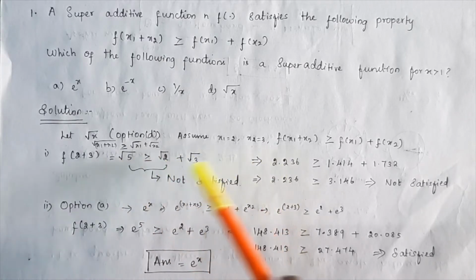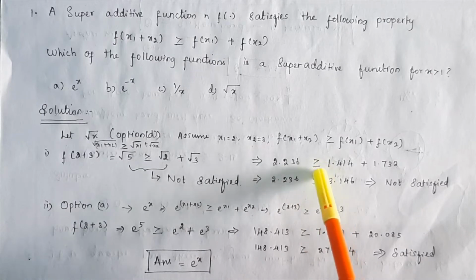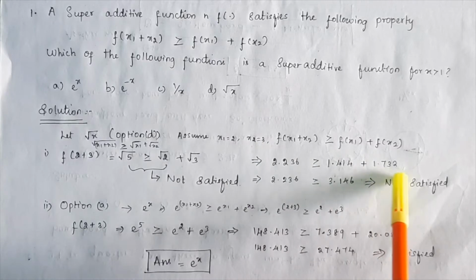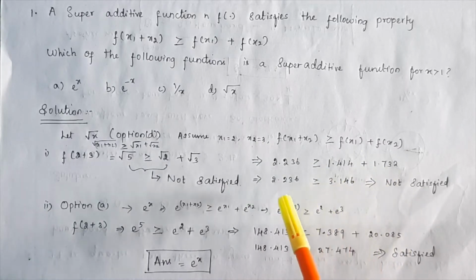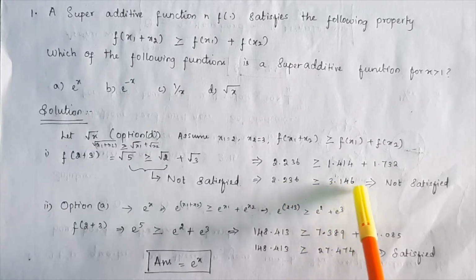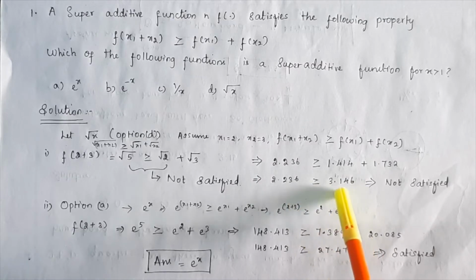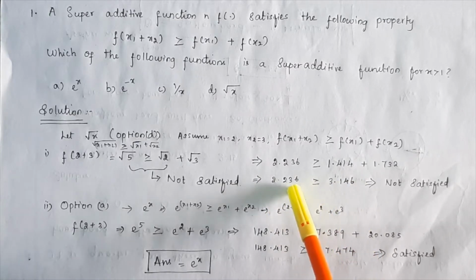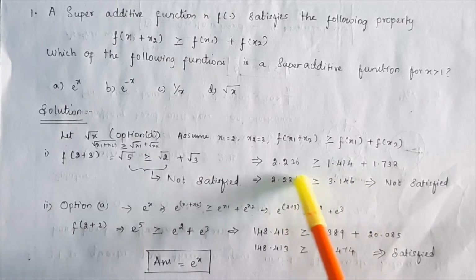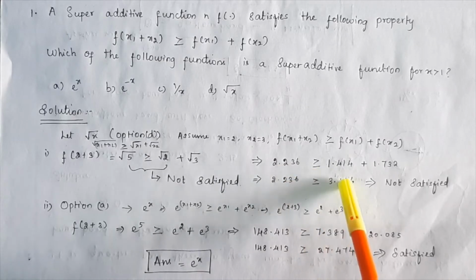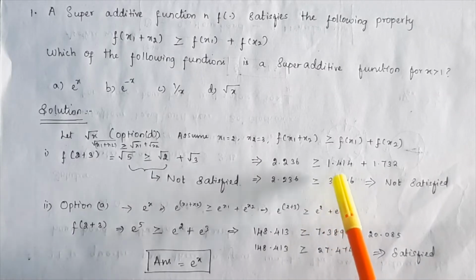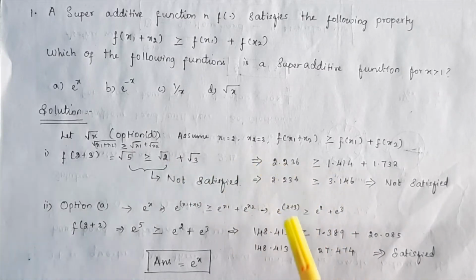We know root 5 is 2.236, which should be greater than or equal to root 2, which is 1.414, plus root 3, which is 1.732. By solving this we get 2.236 is greater than or equal to 3.146. This is not satisfied because 2.236 is a lesser value. According to the defined property, we need a higher value on the left side than the right side. So the condition is not satisfied, hence root x is not a superadditive function.